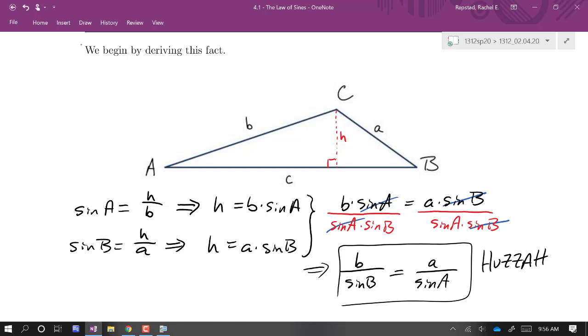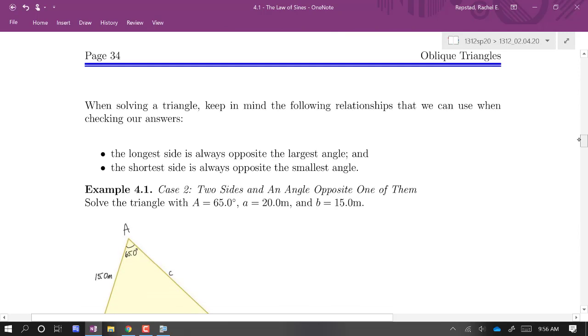Let's do an example where we use the law of sines. There's a couple of things I want us to keep in mind as we go through. We can't check with Pythagoras or SOHCAHTOA anymore with our oblique triangles, but the angles still always have to add up to 180. Also, the biggest side is going to be opposite the biggest angle, and the shortest side is going to be opposite the shortest angle. We should keep that in mind. That can help you detect errors.